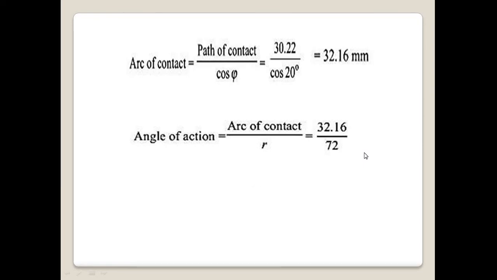So what value comes here? The value comes in radians, which is 0.4467 radians. Convert radians into degrees. What is the formula? We have to multiply this answer by 180 divided by pi. So 0.4467 into 180 divided by pi is equal to 25.59. That is in degrees. So we got the angle of action in degrees.